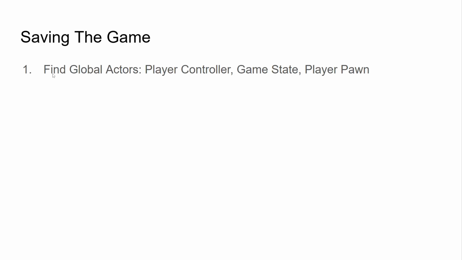First, it finds all the global actors. Global actors is what I call the actors that are always transitioning or always restore their state after you go to another level. So this includes player controller, game state, player pawn. Could probably also add game mode and stuff like that here.